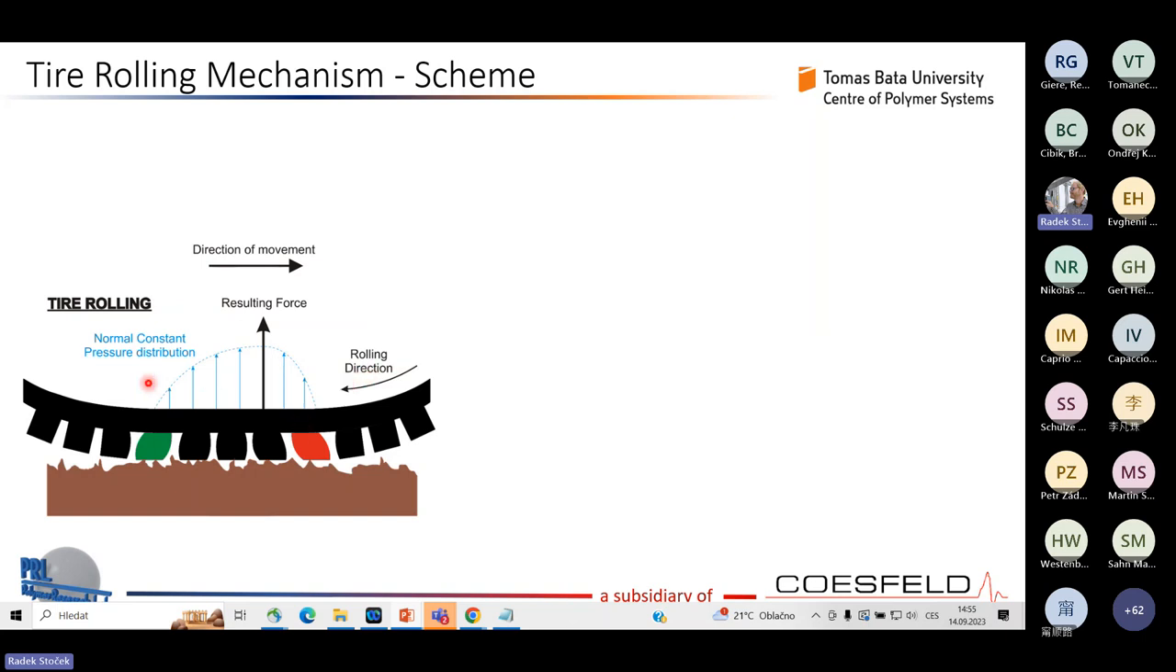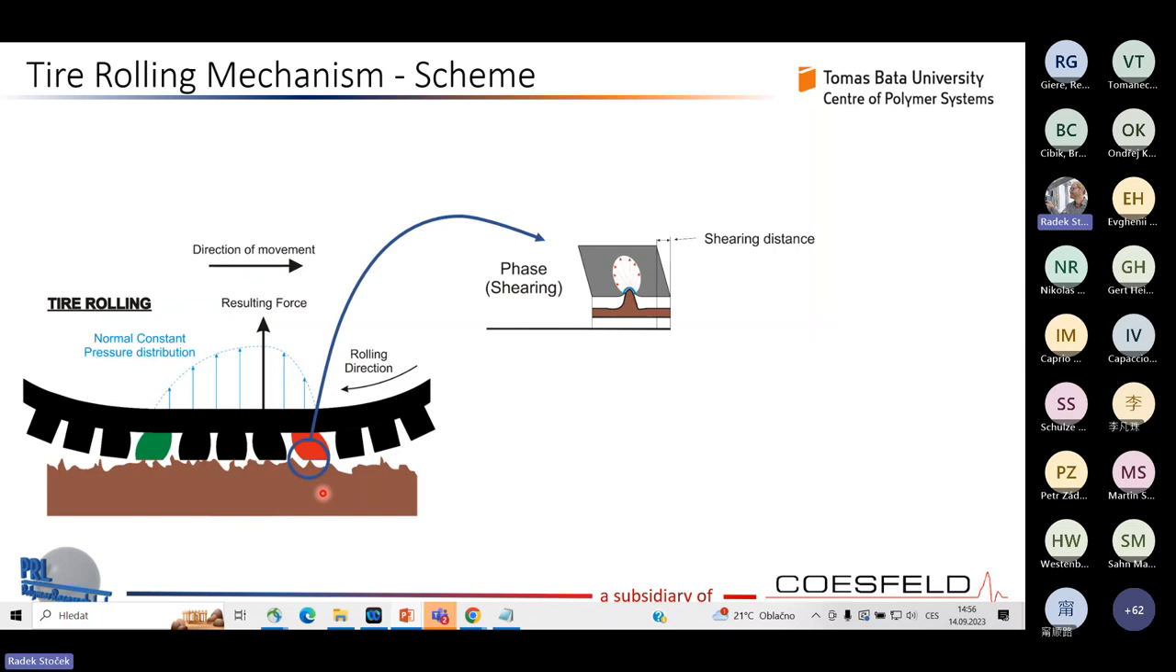Over the footprint area, there is a normal constant pressure distribution resulting in one single force, for example. The red block here is the block which is firstly in contact with the road, and the green one has the last contact with the road during the rolling. Have a look closely into the detail of the mechanisms. Firstly, the mechanism starts with a shearing. When the tire or the rubber block rolls over the asperity, we have a concentration of stress in the vicinity of the asperity tip in the rubber block.